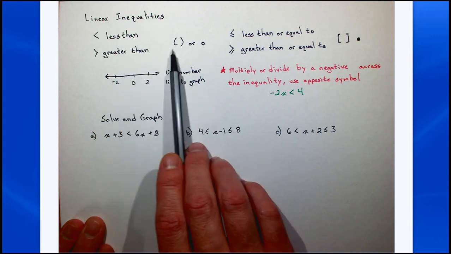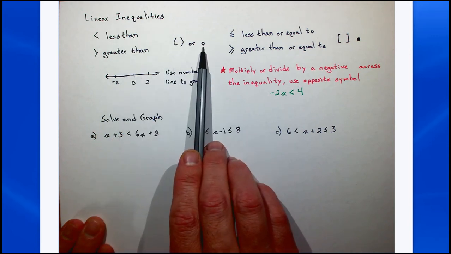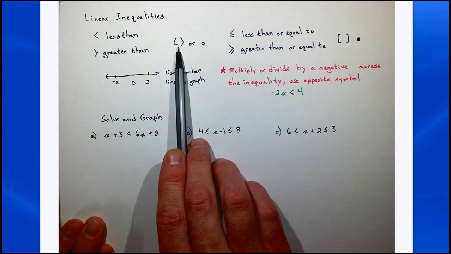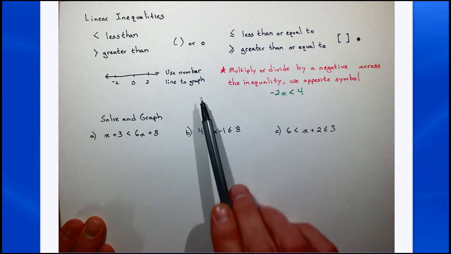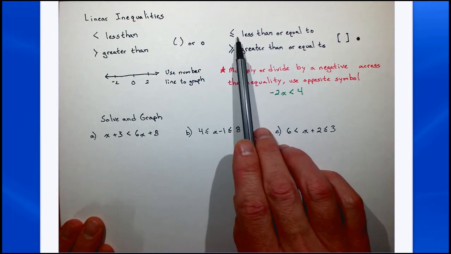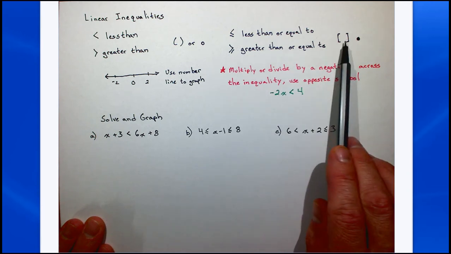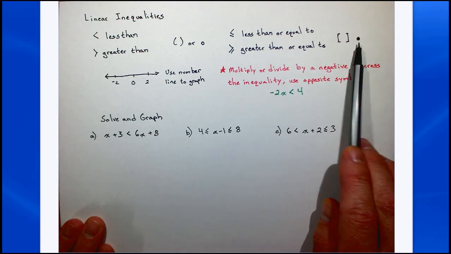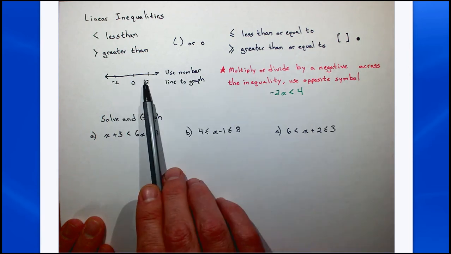The symbols to illustrate this are parentheses or the open circle. You'll be using parentheses in your work. And the reason we use parentheses and square brackets is for interval notation. Here we have less than or equal to and greater than or equal to. It is symbolized by the square brackets or the closed circle. You will use a number line to graph.